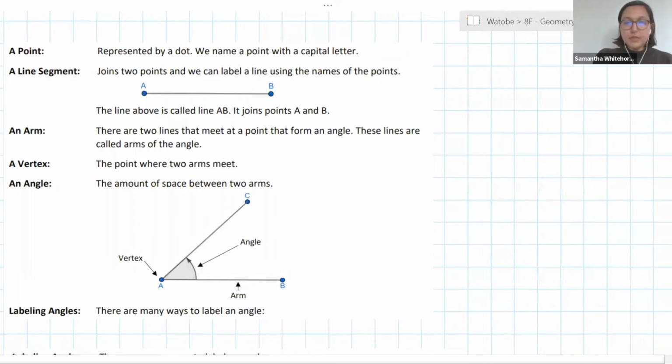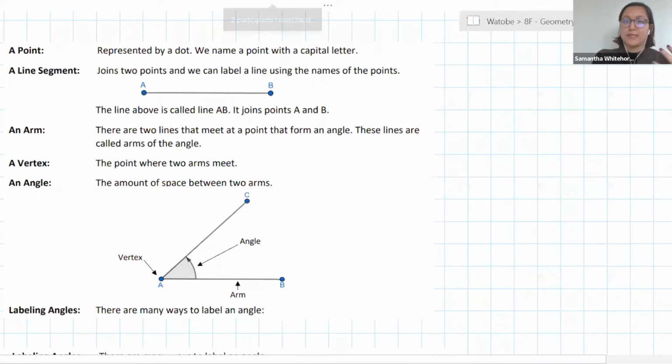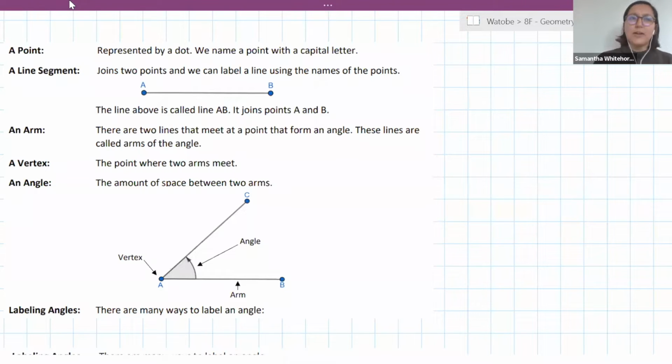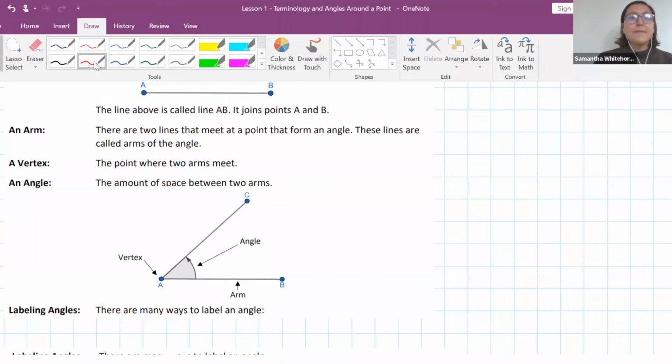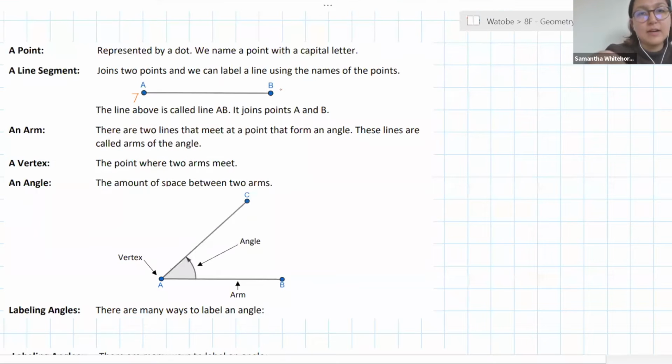Right, so in geometry, the basics are going to be points and then line segments joining those points. A point will always be represented by a dot. If we have a look at our diagram, this A and this B are points. Those points are always going to be labeled with a capital letter, and you'll see in a second that helps us refer to specific lines or specific angles that we're talking about. So those points are really important that we know how to identify them.